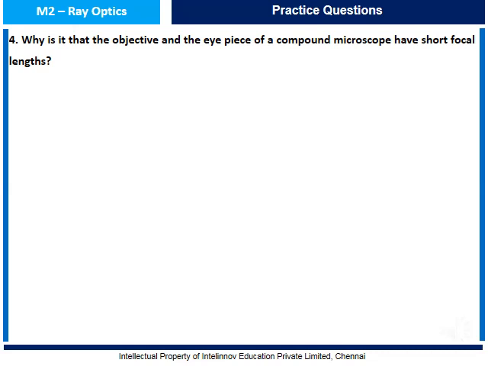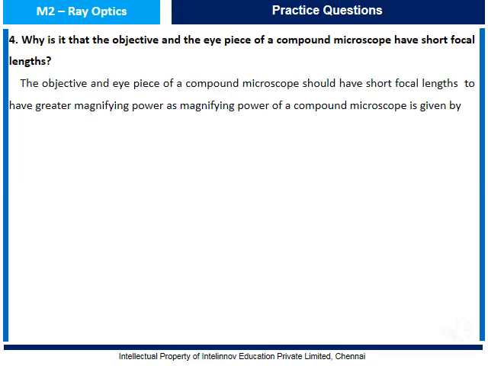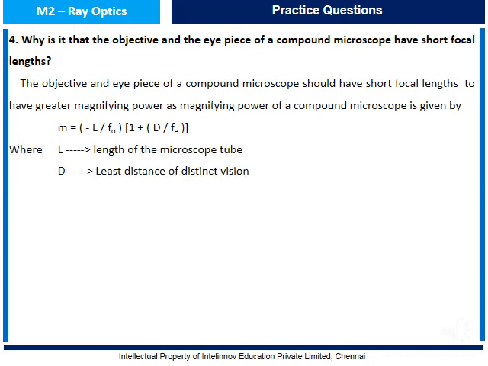Question number 4. Why is it that the objective and eyepiece of a compound microscope have short focal lengths? The answer is, the objective and eyepiece of a compound microscope should have shorter focal length to have greater magnifying power, as the magnifying power of a compound microscope is given by m equal to minus L by f0 (1 plus d by fe), where L is the length of the microscope tube and d is the least distance of distinct vision.